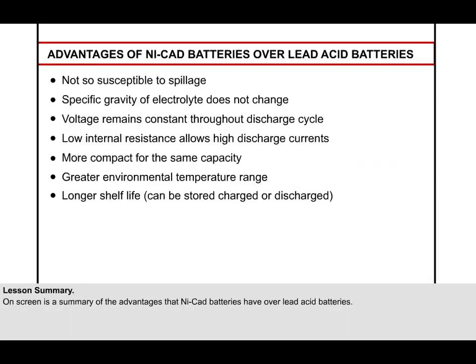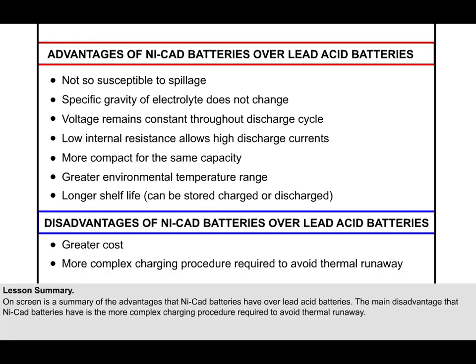That is the end of the lesson. On screen is a summary of the advantages that NiCad batteries have over lead-acid batteries. The main disadvantage that NiCad batteries have is the more complex charging procedure required to avoid thermal runaway. Spend a moment studying this table, then move on when you are ready.